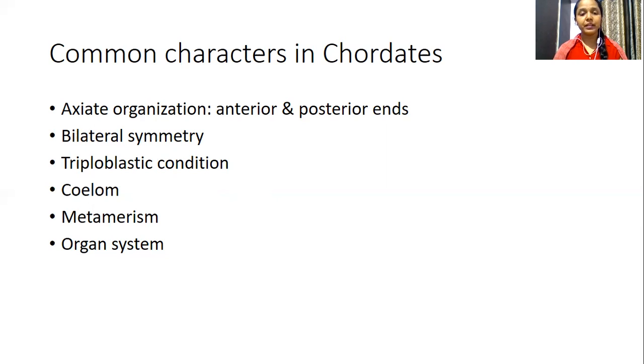And we can also see the blood vascular system. They have a complete blood vascular system: the heart, the venous system, the arterial system. So the complete vascular system is present in chordates. The excretory system: since these are a higher class of animals, we can expect all the advanced characters. So the excretory system is also present in these individuals.